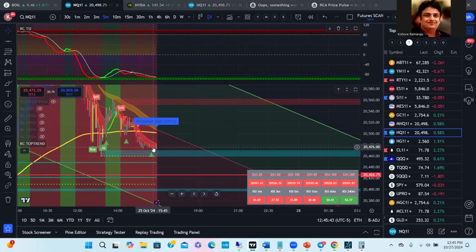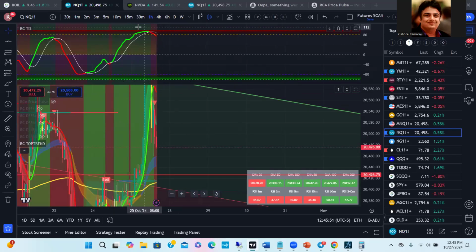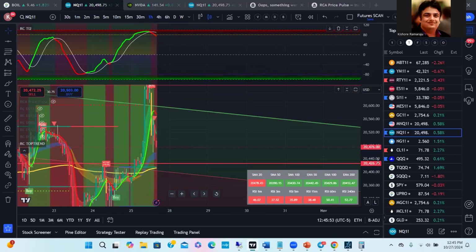If you are doing prop firm trading or whatever you are doing, always first, before you take a trade in a smaller time frame, go to the higher time frame, see what the higher time frame trend is, and then you execute that in 5 or 3 or 1 minute, whatever you want.